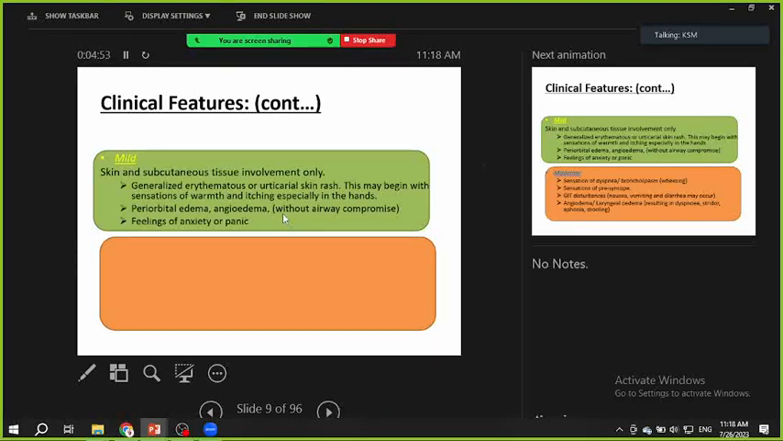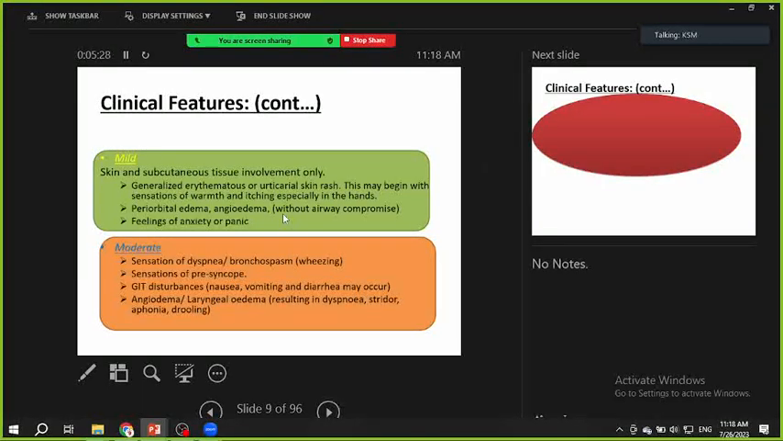In the mild form, the patient comes with skin and subcutaneous tissue involvement only. It's a generalized erythematous or urticarial rash, and probably they begin with a sensation of warmth all over the body, which can lead to more severe features. Sometimes they feel anxiety or panic. What do they explain? Usually the patient says, something is going to happen to me. That is a very alarming symptom.